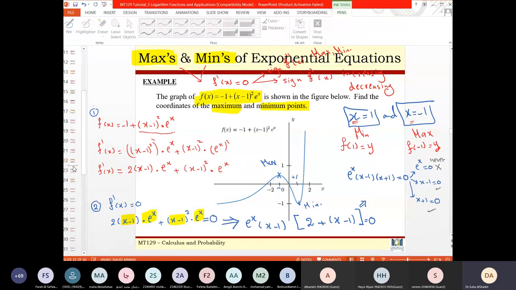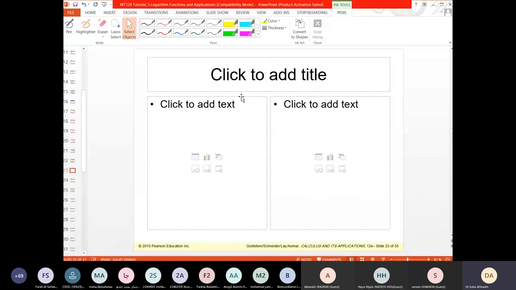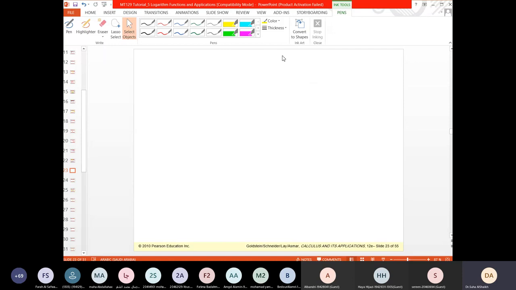I can do it again. Let's do it. This is the function they gave me: f of x equals minus 1 plus (x minus 1) squared e^x. They asked me for the maximum and the minimum. As soon as it says maximum or minimum, I know I have to find f dash and let f dash equal 0. So this will be my step 1.